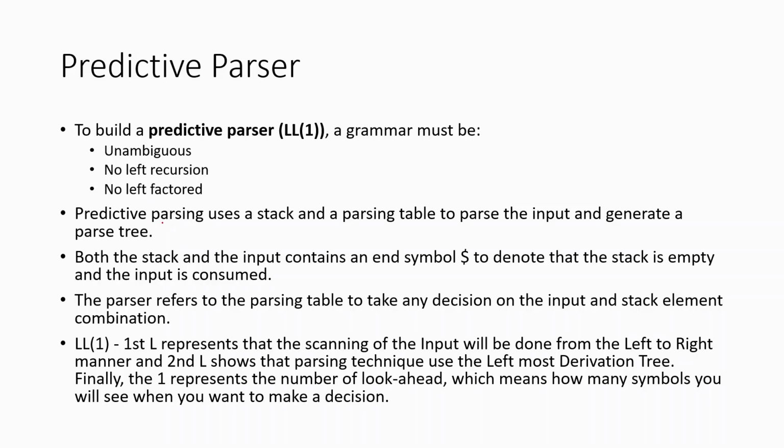And predictive parsing basically uses the stack and the parsing table to parse the input and generate the parse tree. And here in LL1, the first L represents that we are doing the input scanning from left to right, or the parsing will be done from left to right. The next L represents that the grammar uses the leftmost derivation. And the 1 represents that it processes one symbol at a time. So that is the definition of the LL1 parser.